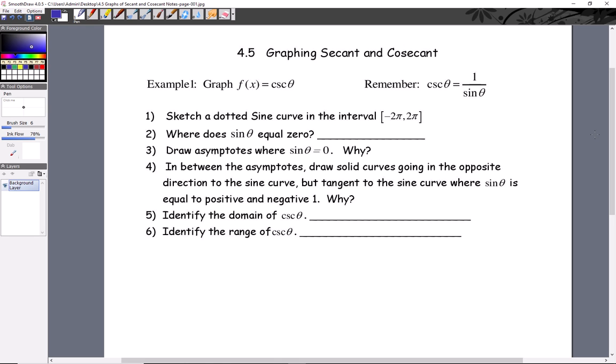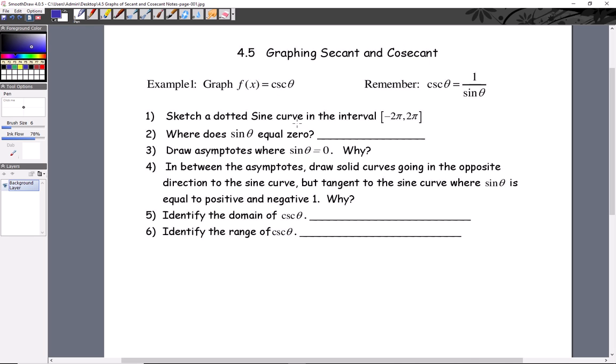What we're going to be doing is graphing secant and cosecant functions, and it's going to be a lot more user-friendly than tangent and cotangent. If you know how to graph sine and cosine, you know how to graph secant and cosecant. So, having said that, let's jump in. Just keep in mind that cosecant as a function is the reciprocal of sine. So that's going to create some issues, especially where sine theta equals 0. So we'll get rid of all that messy stuff.